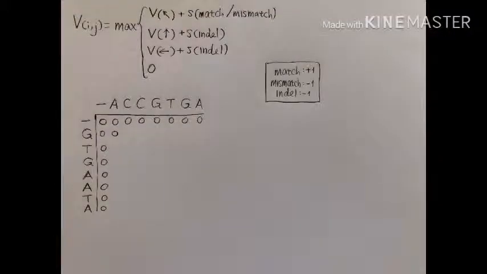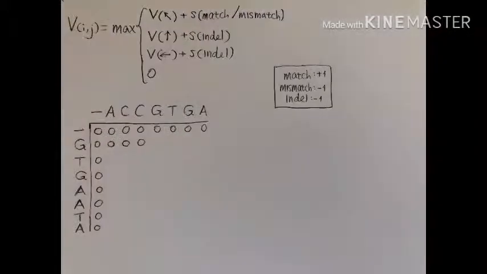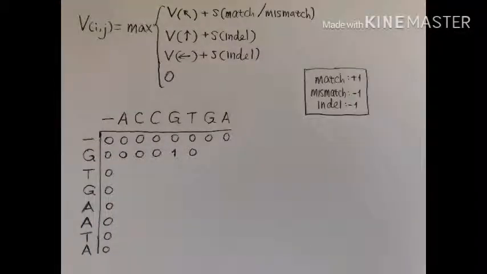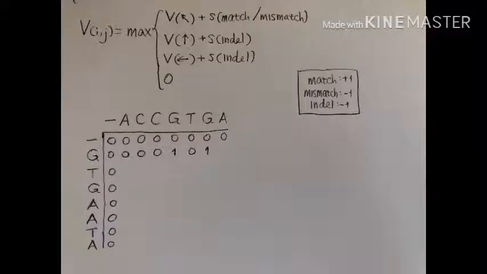Then we can just quickly continue with the rest of the cells until we hit the match between the two G's. So for this cell, we have four options. Since we have a match, instead of getting a -1, we have a 0 plus 1, gives us a 1. That's the highest number of the four, so that's the one that we choose. And then we can continue on with the rest of the table, doing the same thing.